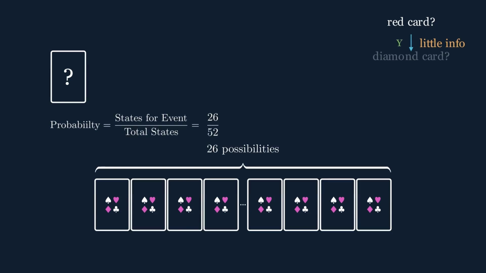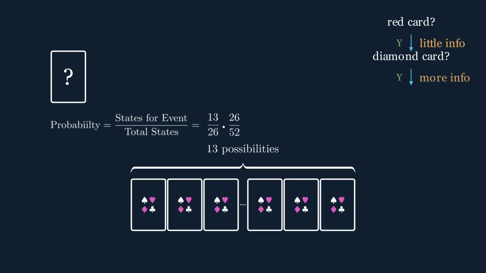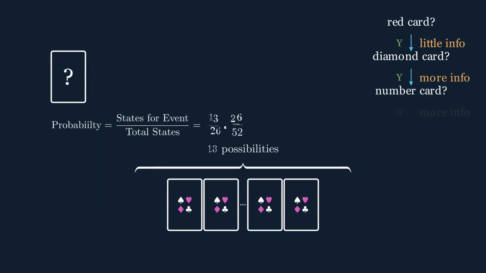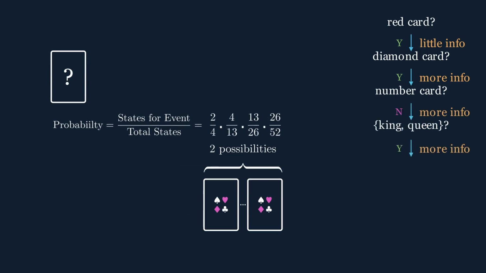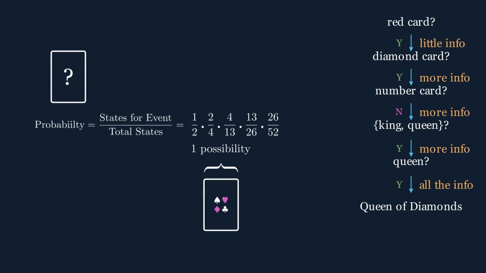Next, for a diamond card, the number of states fitting the diamond description is 13, and the total possible states is just 26 because we already know it is a red card. So we multiply the probability by 13 over 26. Similarly, for a card which is not a number, the number of states fitting this description would be 4 out of 13. And we keep on updating our probability as we reduce the number of potential states of the card.